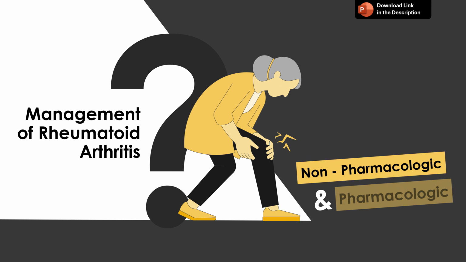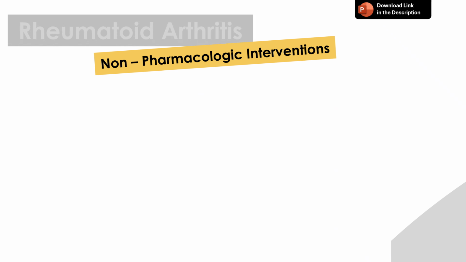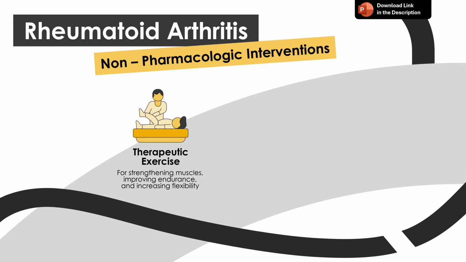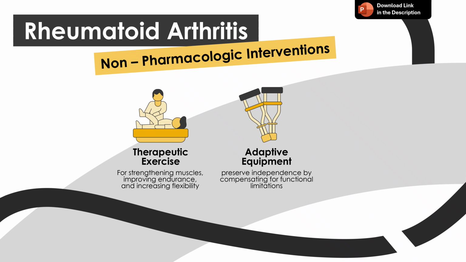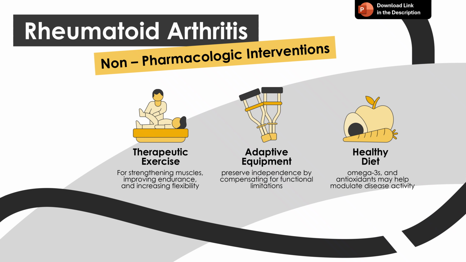Non-pharmacologic approaches are important in comprehensive rheumatoid arthritis management. Therapeutic exercise programs are tailored to strengthen periarticular muscles, improve endurance, and maintain joint flexibility while protecting inflamed areas. Adaptive equipment, such as ergonomic tools or mobility aids, helps preserve independence by compensating for functional limitations caused by joint damage. While no specific diet cures RA, an anti-inflammatory eating pattern emphasizing whole foods, omega-3s, and antioxidants may help modulate disease activity and improve overall health outcomes alongside medical treatment.